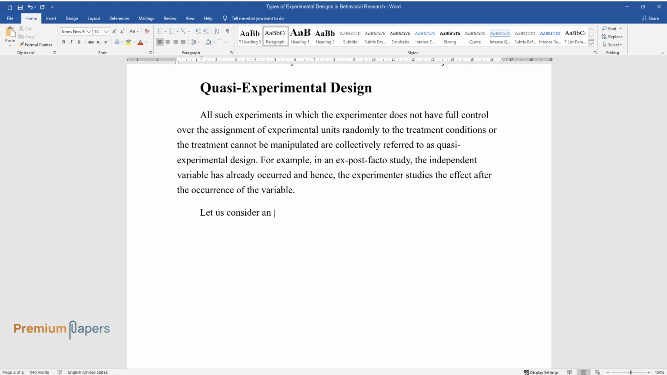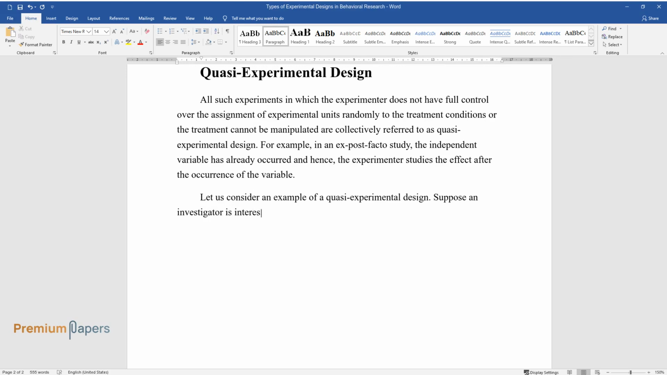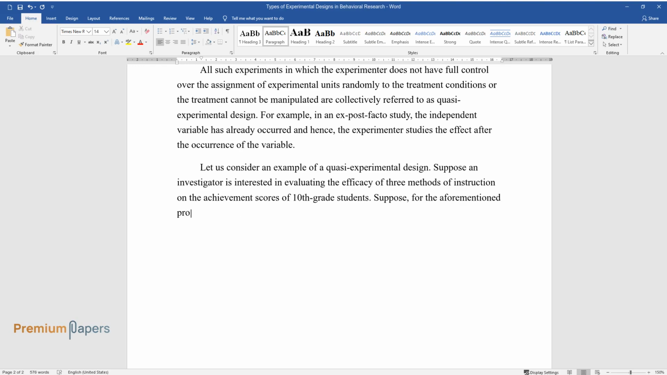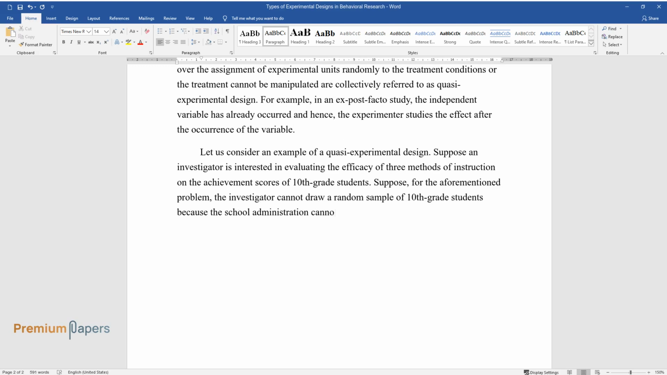Let us consider an example of a quasi-experimental design. Suppose an investigator is interested in evaluating the efficacy of three methods of instruction on the achievement scores of 10th grade students. Suppose, for the aforementioned problem, the investigator cannot draw a random sample of 10th grade students because the school administration cannot allow him to regroup the classes.